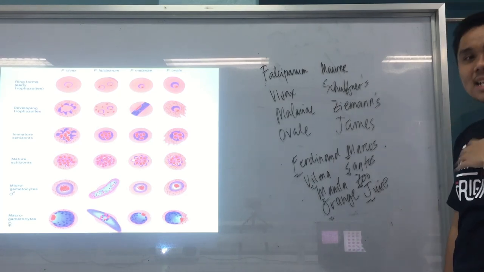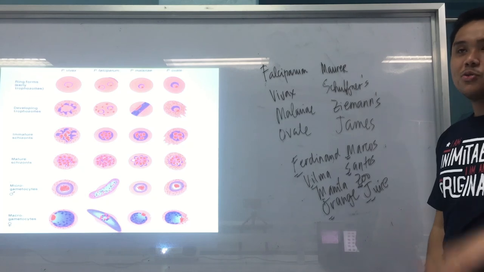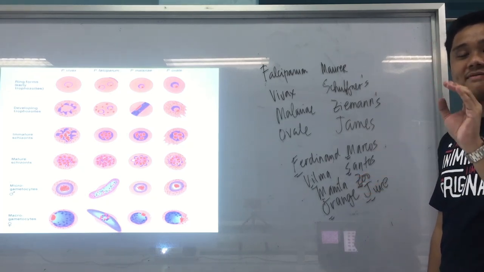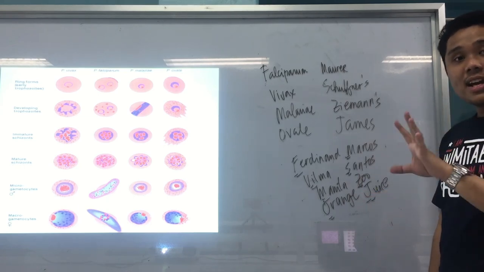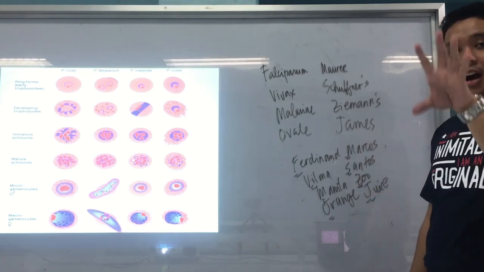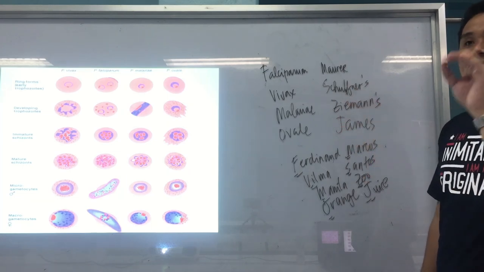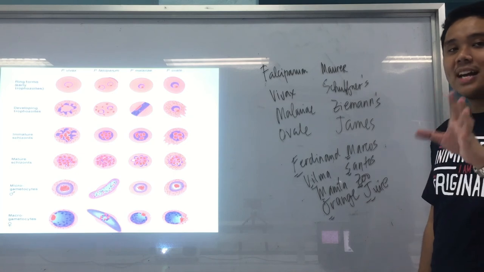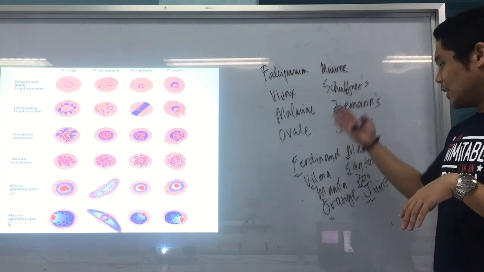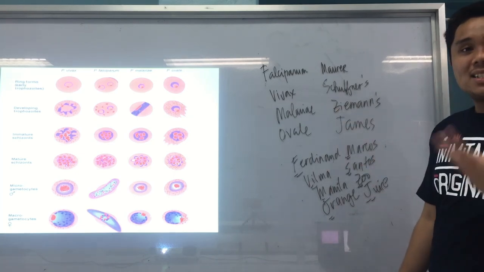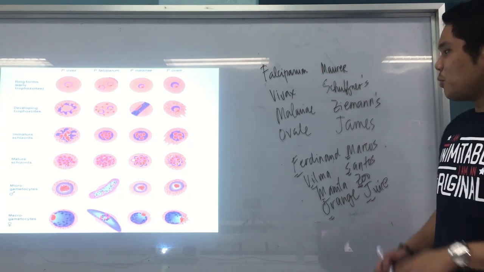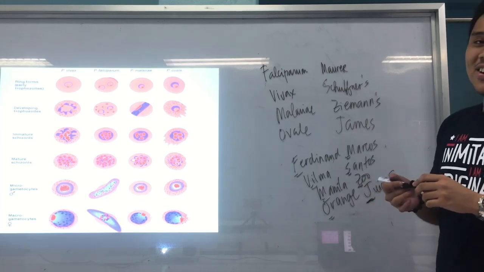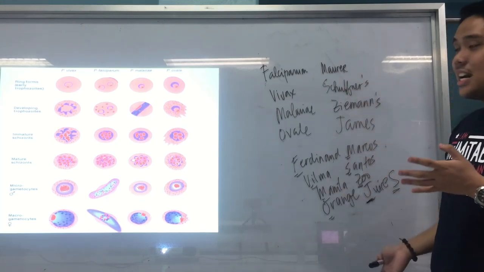And it's effective for me. I still remember it until now. So, for falciparum, Ferdinand Marcos, Maurer's; Vilma Santos, vivax Schüffner's; malariae, Manila Zoo, Ziemann's; and lastly, orange juice, ovale, James dots. Okay, but again, ovale can also have Schüffner's dots, alright? But ato lang ginamit ang J dito, para easy. Or if you want orange juices, para James and Schüffner's. Alright, so that's the mnemonics for the dots.